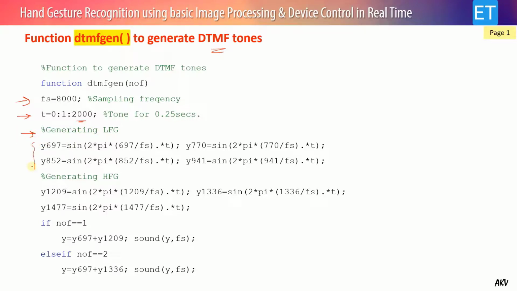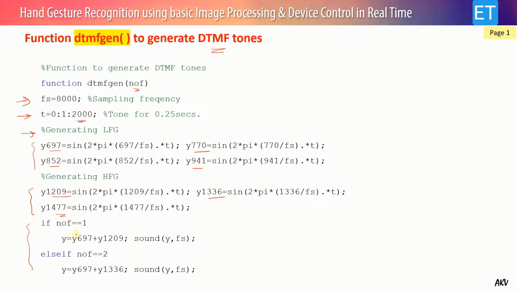And this is a low frequency group of sinusoidal waves. So I'm generating all sine waves of the low frequency group: 697 Hertz, 852 Hertz, 770 and 941. And here I'm generating the high frequency group, that is 1209 Hertz, 1336 and 1477 Hertz, with a simple sine of 2 pi f upon sampling frequency into time. And now with this if condition, I'm checking the number of fingers.